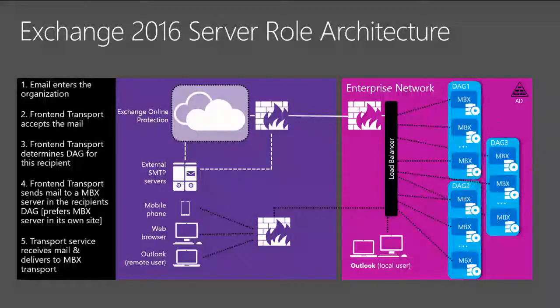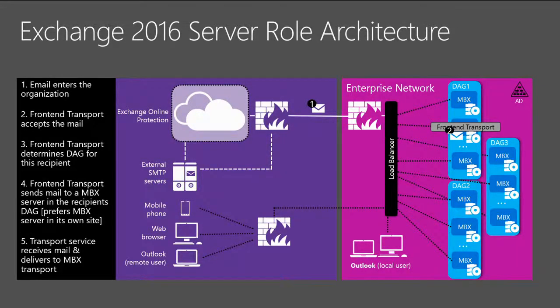So when mail enters the organization from the internet, I have drawn this simply, though some people have Exchange Online Protection, or other devices or services that they use for spam. The mail comes in from the internet, and in this case our load balancer has picked the front-end transport service on this one box. It sends that mail to that front-end transport service.